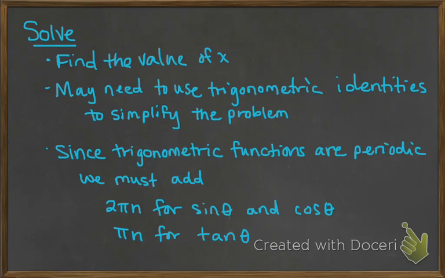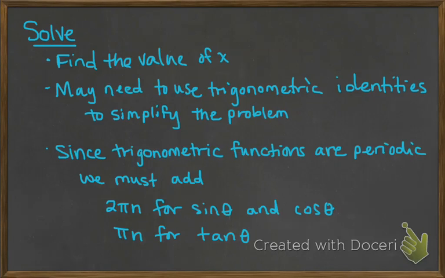So you may need to use some trigonometric identities in order to simplify the problem, because our goal is to get it so that there's only one trigonometric function within the problem. Sometimes you have to use those identities to switch, say, a sine into a cosine or some other trigonometric function into the main trig function that you're using in the problem.